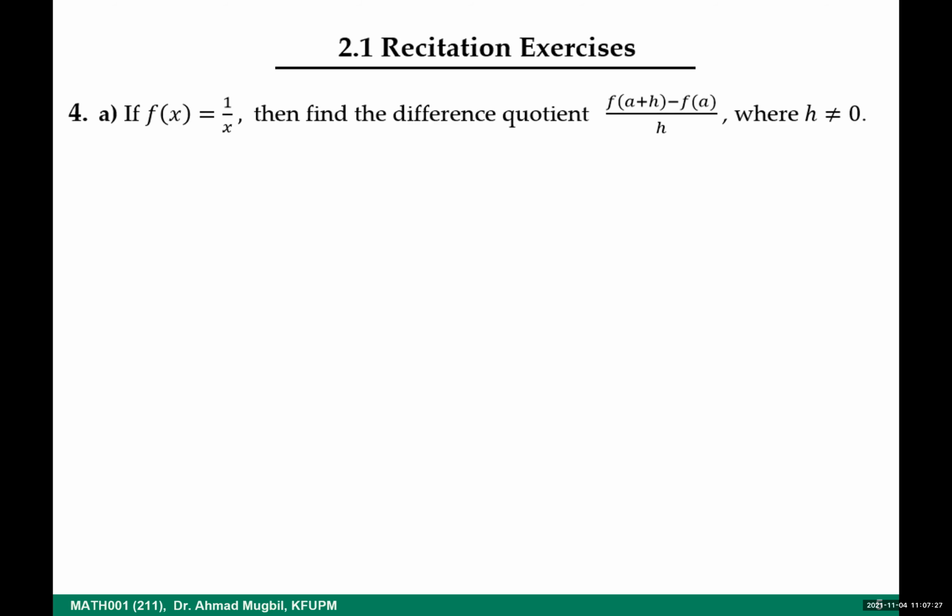One question in the second major exam might be about this, how to evaluate the function at these points and combine them to have the difference quotient.